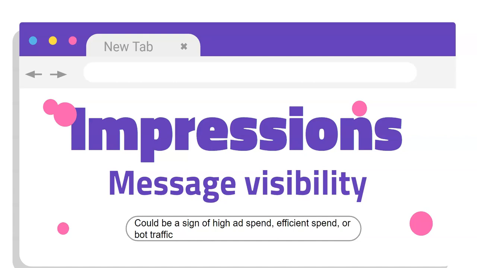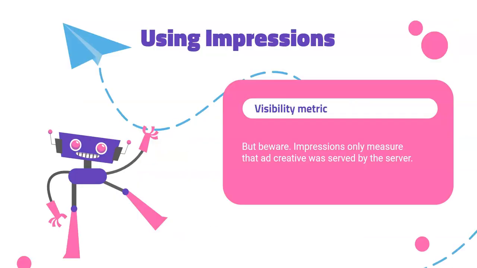Now, impressions is a metric I don't really encourage people to spend a lot of time looking at. It's simply a metric of how visible your ad was. It could be a sign of high ad spend, efficient ad spend, or frankly of bot traffic. It's simply how many times your ad was, quote, seen on screen. However, it's often still difficult to distinguish real human traffic from bots. And so impressions are often inflated by non-human traffic. A lot of ad impressions, as a result, are often not seen by any human eyes.